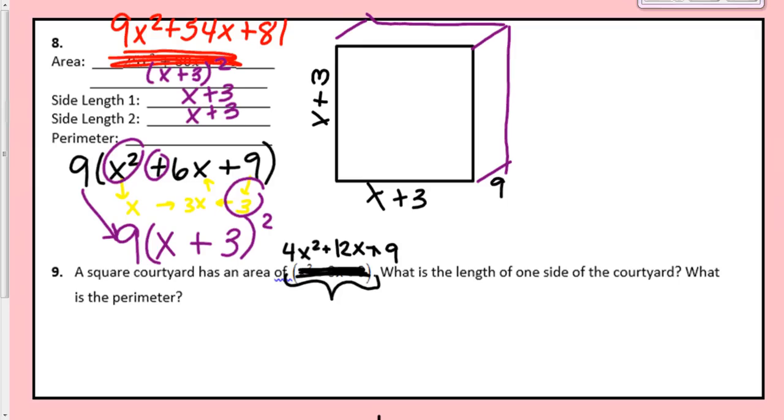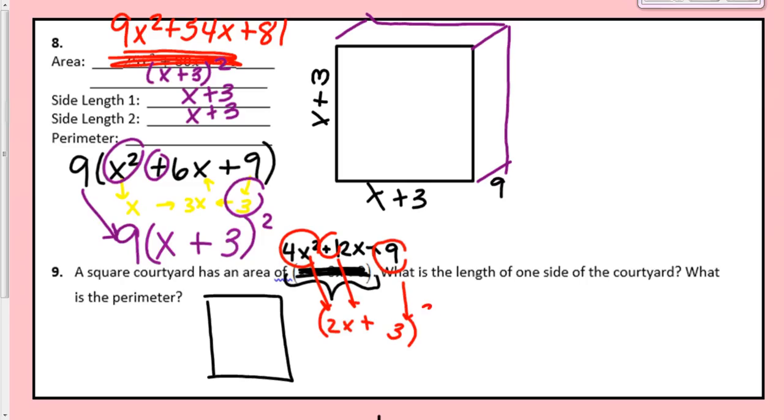That's the area of the courtyard. So what is the length of one side, and what is the perimeter? Let's see. Start with the greatest common factor. Do we have a greatest common factor? No. Can I group it? No. Is it a perfect square trinomial? Yes, because I just made it that way. So I know if it is a square courtyard, that my dimensions should be the same in both places, right? So this square root is 2x. This square root is 3. This is a plus sign. Squared. So my two dimensions would be 2x plus 3 and 2x plus 3. You cannot write 2x plus 3 squared as a dimension. That would be incorrect. Okay?